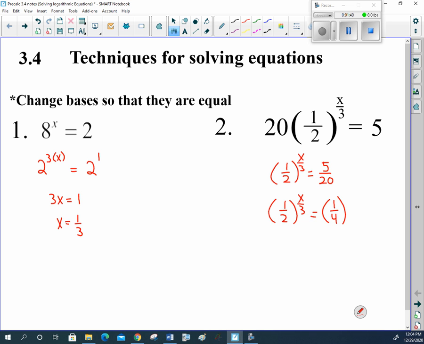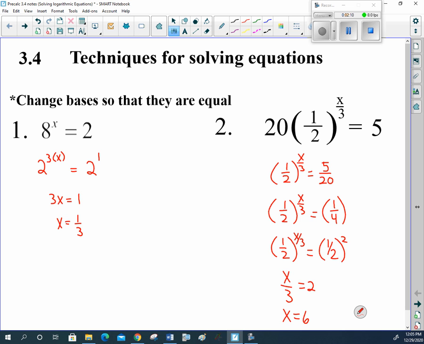Okay, so now we've got to rewrite that. So 1/4 is the same thing as 1/2 times 1/2, right? So I'm going to write that because my base on the other side is 1/2. So I'm going to say 1/2 to the x over 3 equals 1/2 raised to the second power. And now my bases are the same, so I can say x over 3 equals 2, multiply both sides by 3, so the answer is 6.